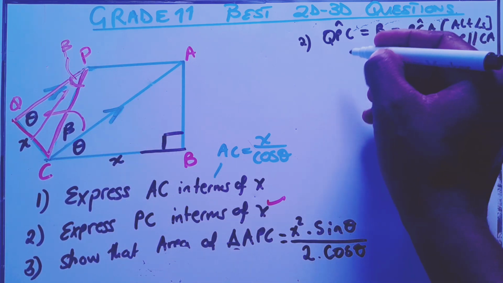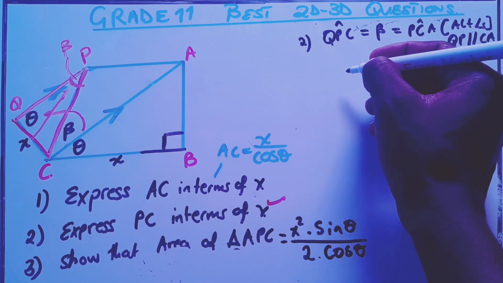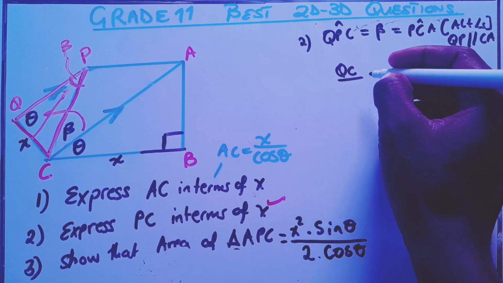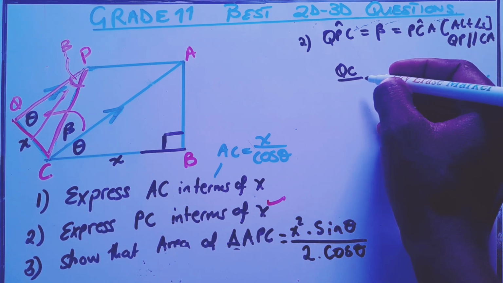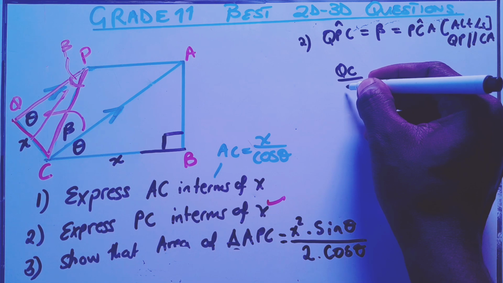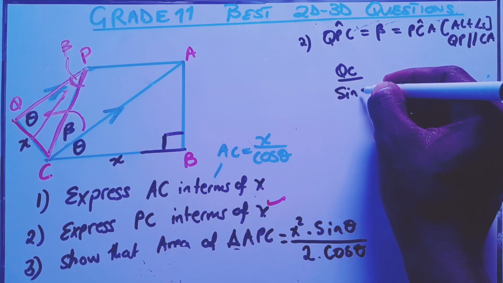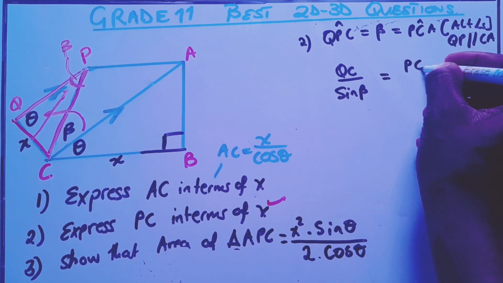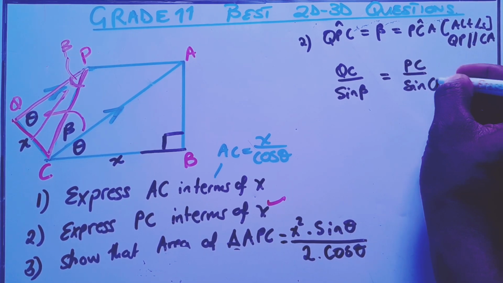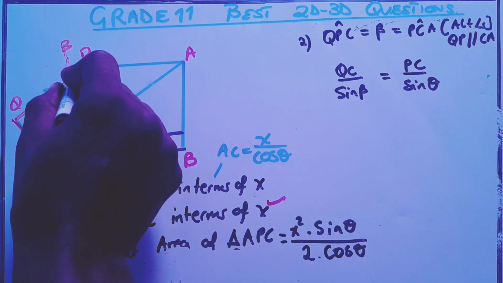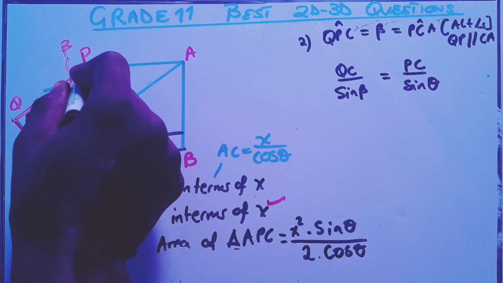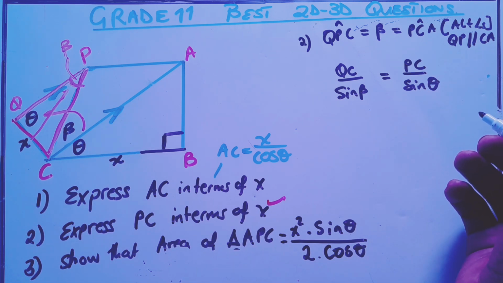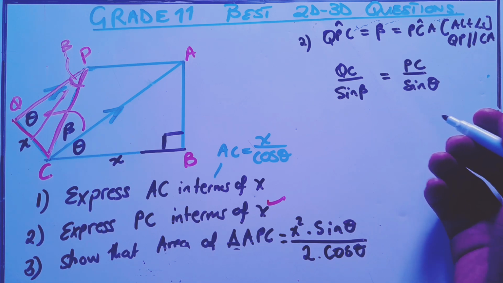So with the sine rule, now we know that our QC over our sine angle beta is equals to our PC over sine angle theta. So it means that this over this and this over that, right? So it means that now we can make PC subject of the formula, right?